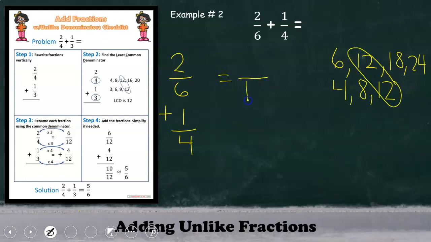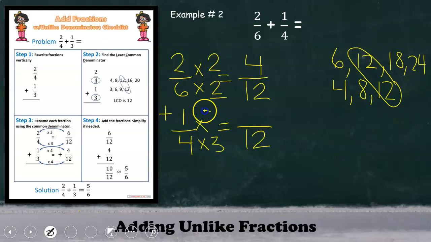Now we're ready to move on to step 3, which is to rename each fraction using the common denominator of 12. And if students have difficulty determining the numerator for the renamed fractions, encourage them to think of it as an equation. Think to themselves, 6 times what number can give them 12? In this instance, 2. And whatever's done with the denominator must be repeated with the numerator. Repeat the steps by renaming the second fraction 1/4 as well. Now that we have renamed the fractions, we're ready to add. 4/12 plus 3/12 gives us 7/12. So we know that 2/6 plus 1/4 equals 7/12.